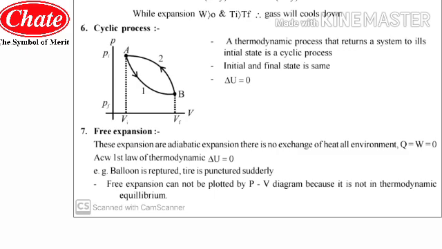One more important thing about the cyclic process is that the initial and the final state are the same, meaning the change in internal energy, delta U, will be 0. As you can see in the diagram, at point A the pressure is Pi, and at point B the pressure is decreasing. From A to B, the pressure is continuously decreasing, and along with the decrease in pressure there is an increase in volume.